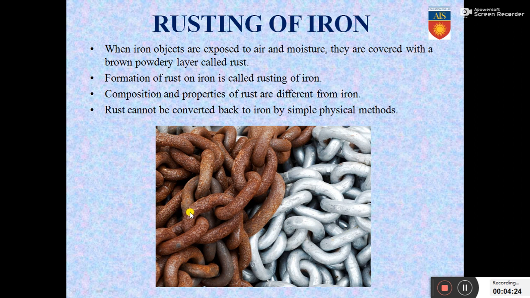The iron undergoes a chemical change and results in formation of this rust. And the composition and properties are different than that of iron. And this rust cannot be converted to iron by simple physical methods. Hence, we now know that rusting of iron is a chemical change, because iron is undergoing a change in its chemical composition to form rust, and it's an irreversible change.